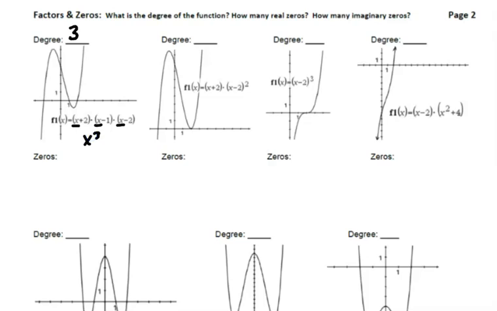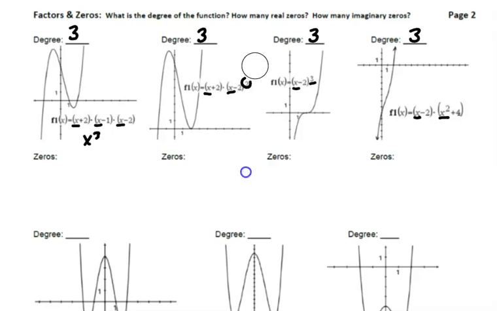If I look at this, I have an x and I have an x squared. So also, this would be a degree 3 if I multiplied it out, because it would be x plus 2 times x minus 2 times x minus 2. Here I have an x to the third power, once again a degree 3. And here I have an x times an x squared, also a degree 3.